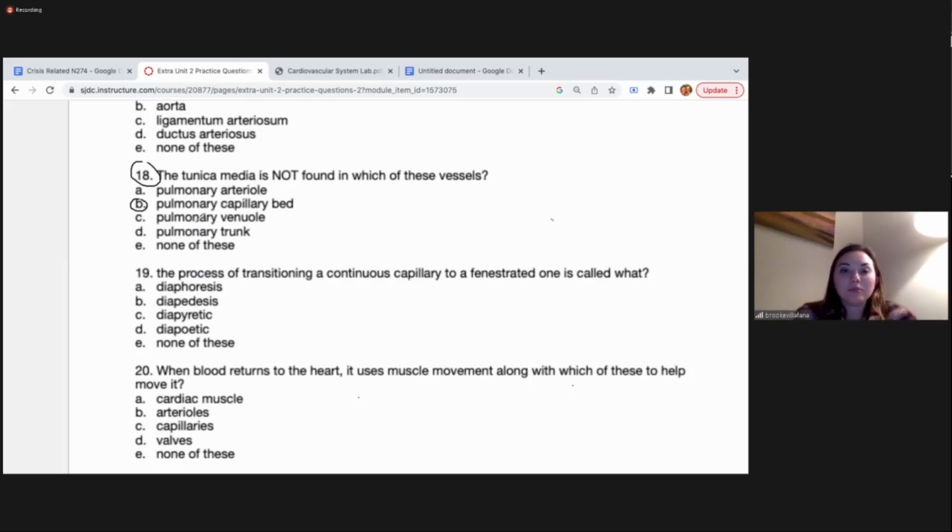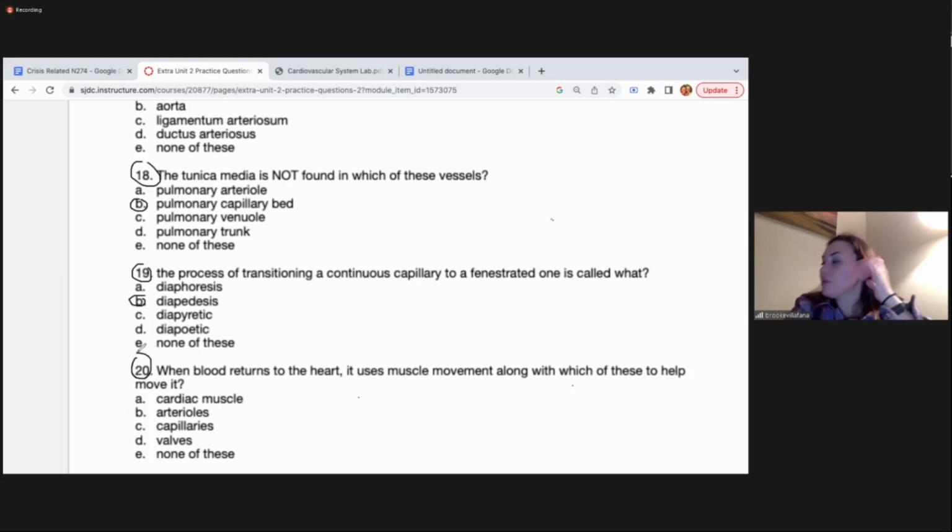Very, very good. All right, 19, the process of transitioning a continuous capillary to a fenestrated one is called what? What do we call that process? Good. So B, diapedesis, which I talked about. It's that process of converting a continuous capillary to a fenestrated one.